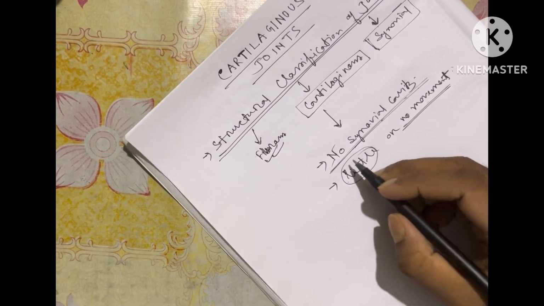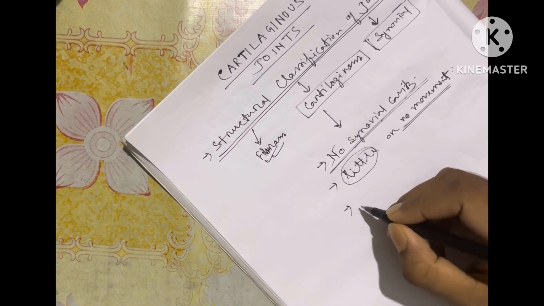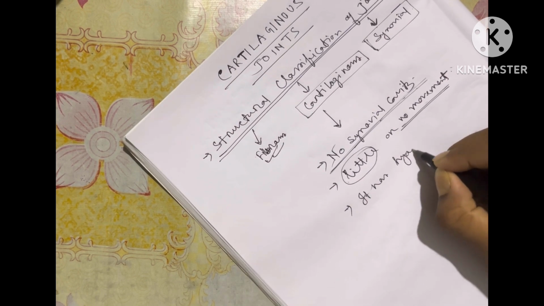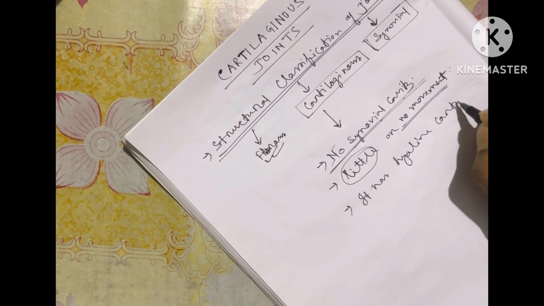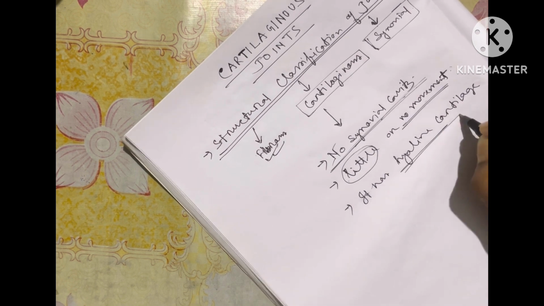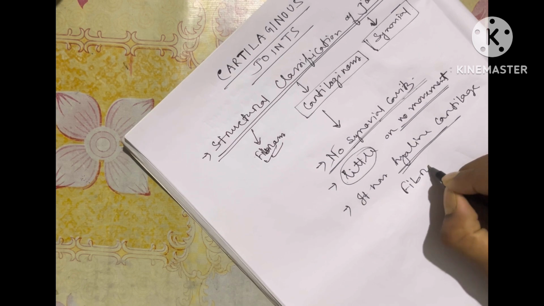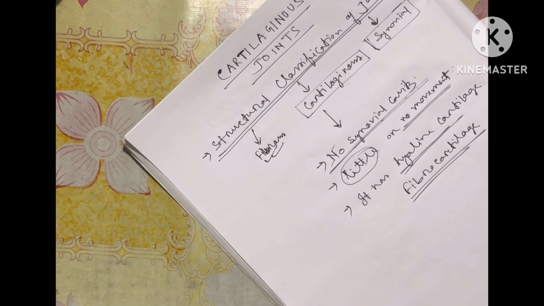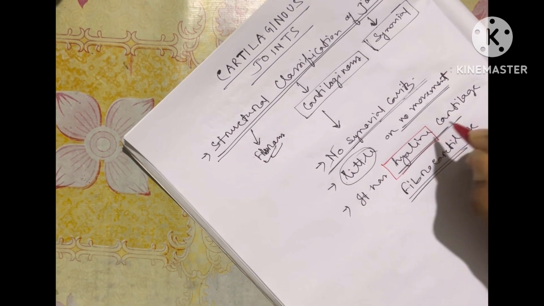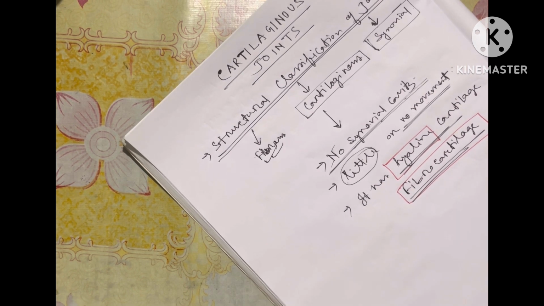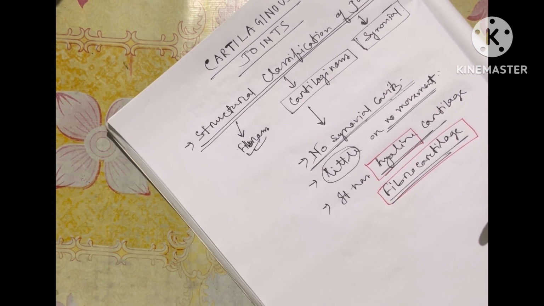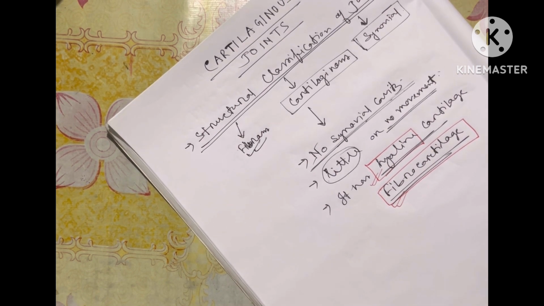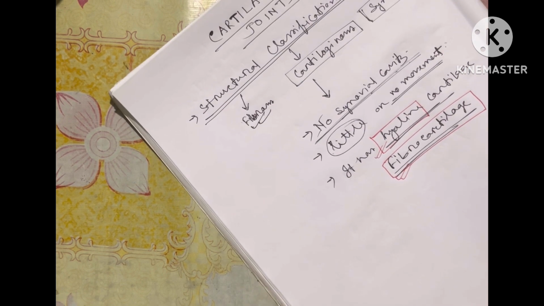Apart from these two characteristics, another characteristic is that it has some kind of hyaline cartilage, or sometimes fibrocartilage. So we can see two types of cartilage basically present in our cartilaginous joints. That cartilage could be hyaline cartilage, and that cartilage could be fibrocartilage.